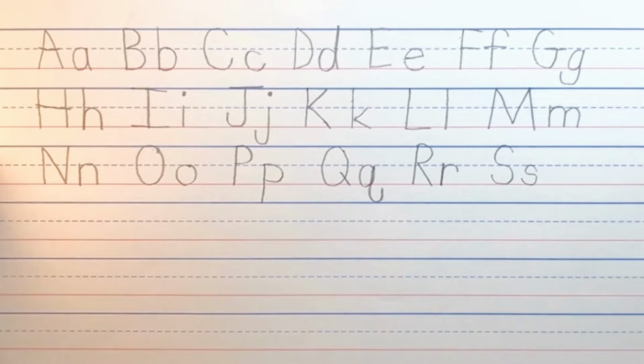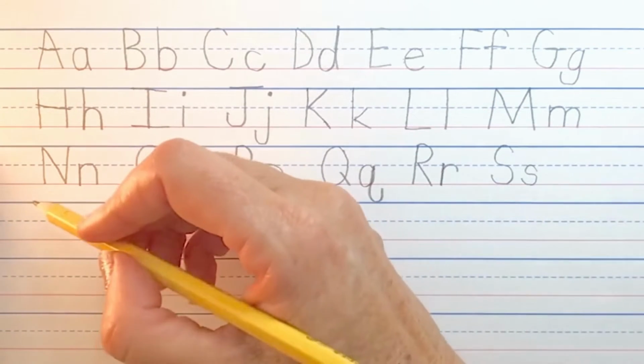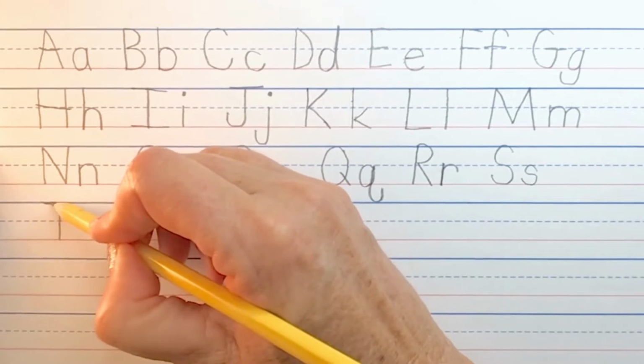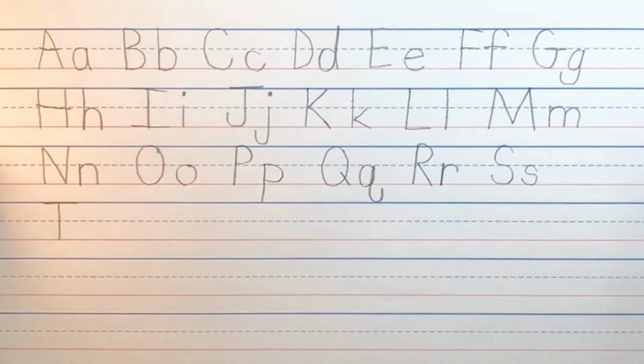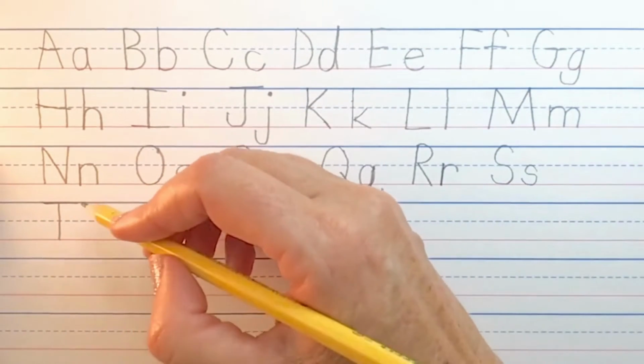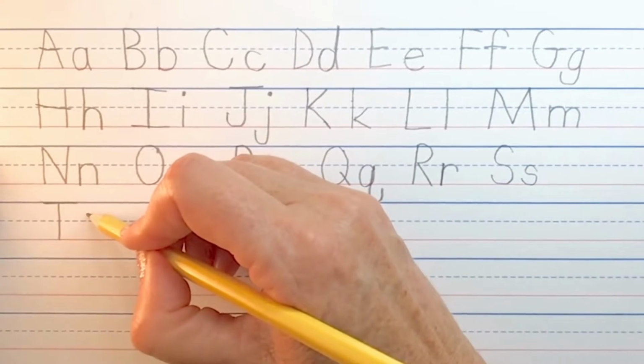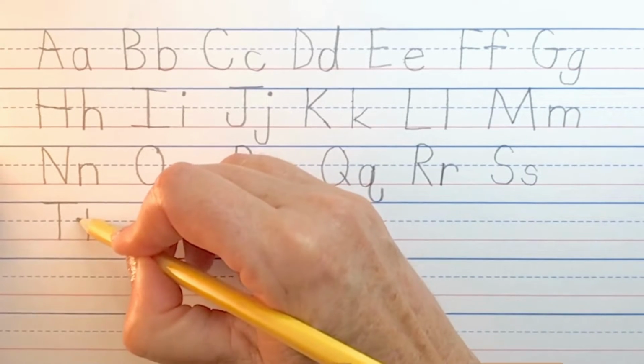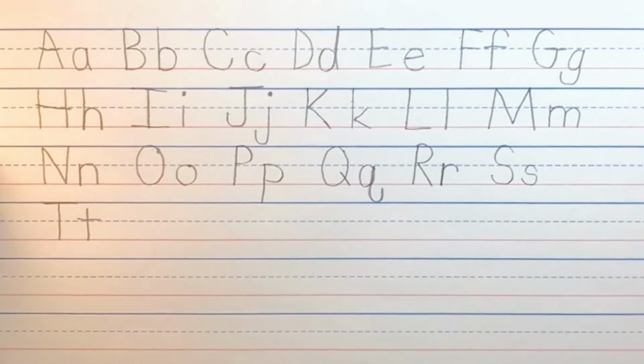Let's go down here for letter T. Letter T, start at the top, pull down, jump up, and slide. Lowercase T, start a little bit above the middle, pull down, jump up, and slide across the middle.